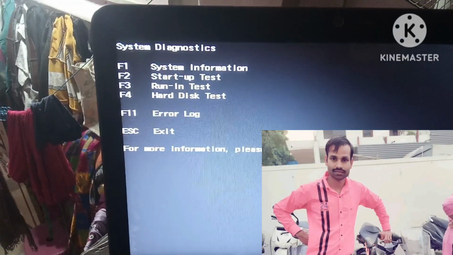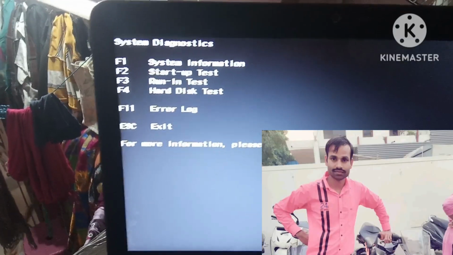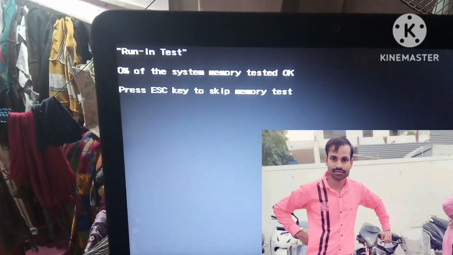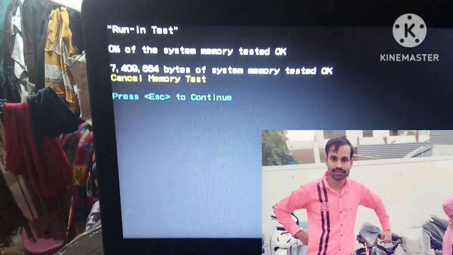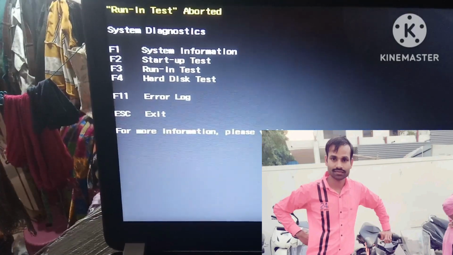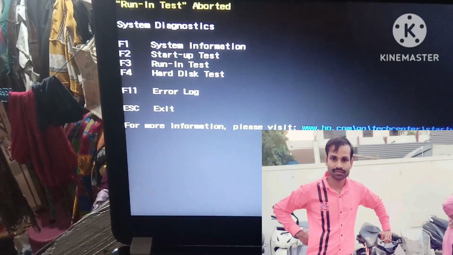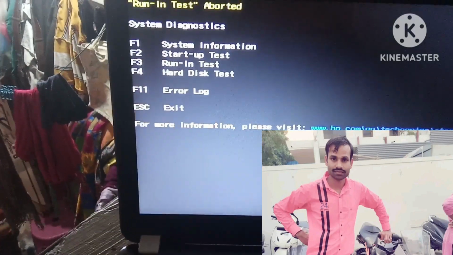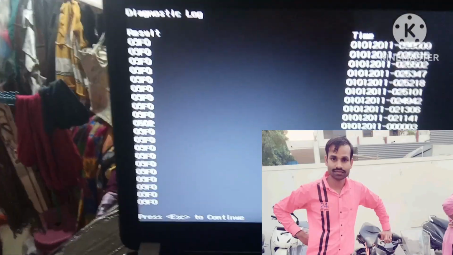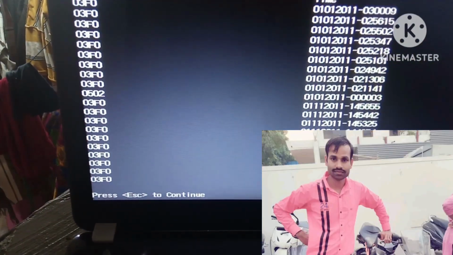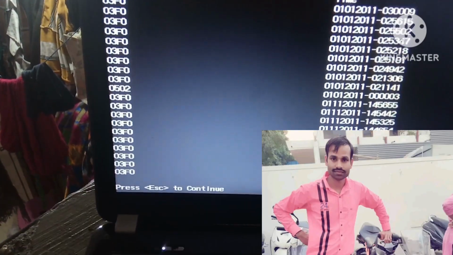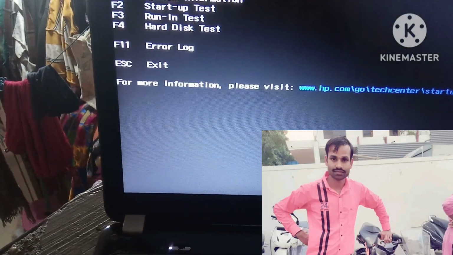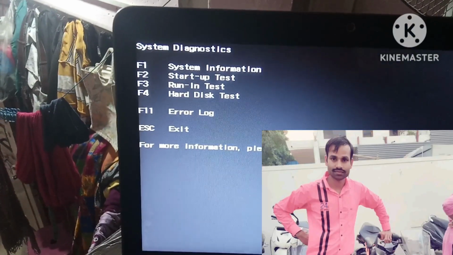Thank you so much. This is the running test, and here is the memory test. F1 is system information, F2 is startup test, and F3 is running test. Here is the running test, and we can cancel it with ESC, and then press F11.